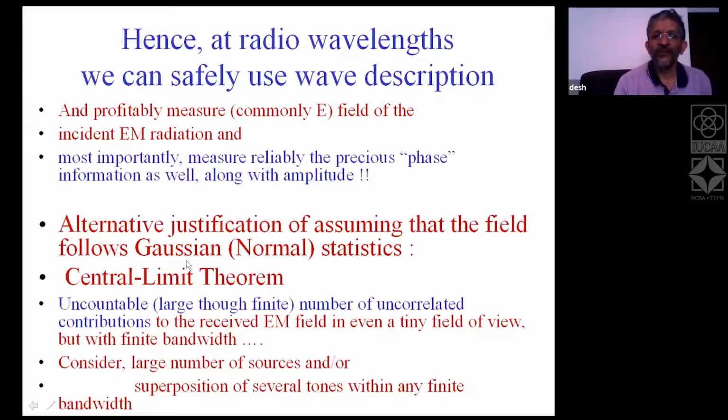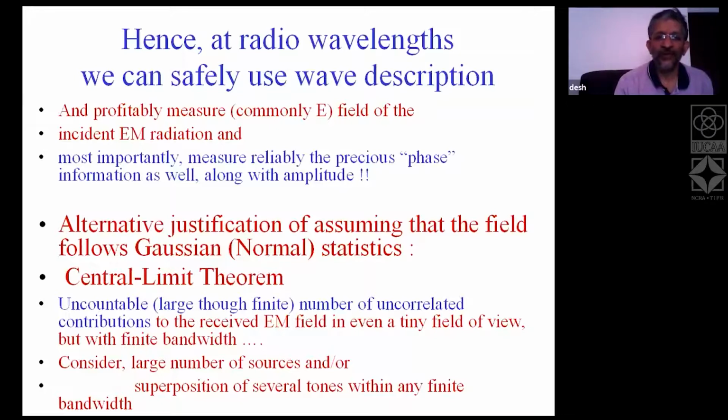I must have mentioned earlier, and I repeat, that what we have is Gaussian statistics of the real and imaginary parts of the complex electric field that is received. And you might wonder why it is Gaussian. There's an alternative justification for saying this readily: if you look at the number of radiators, no matter how narrow a cone you might take when you look at the sky, with a large number of radiators radiating towards you from that direction sector, you will find you have an uncountably large, although finite, number of uncorrelated contributors.